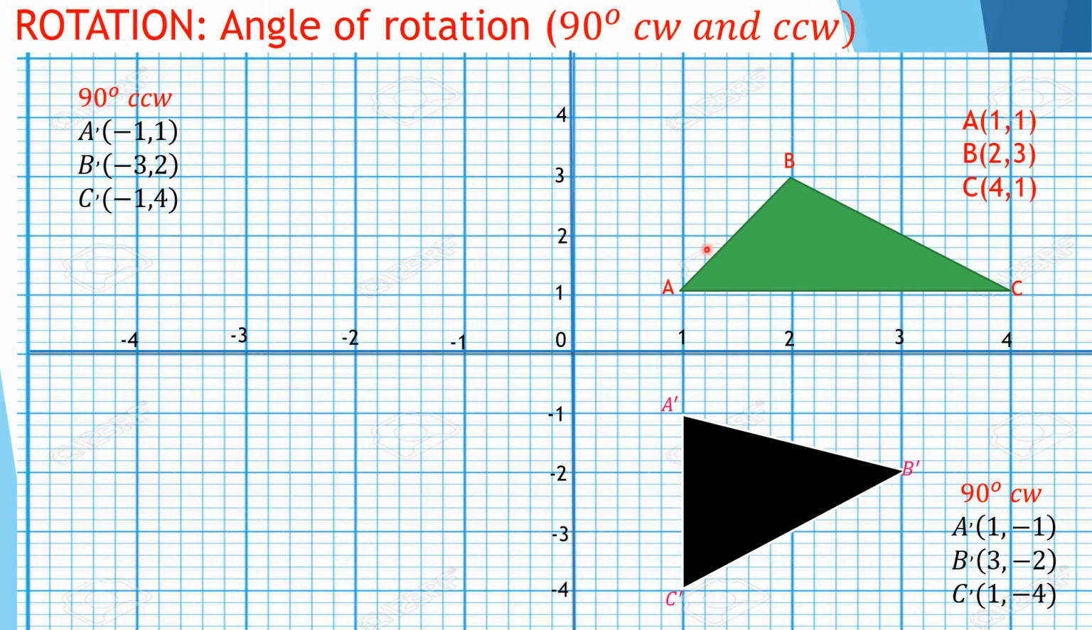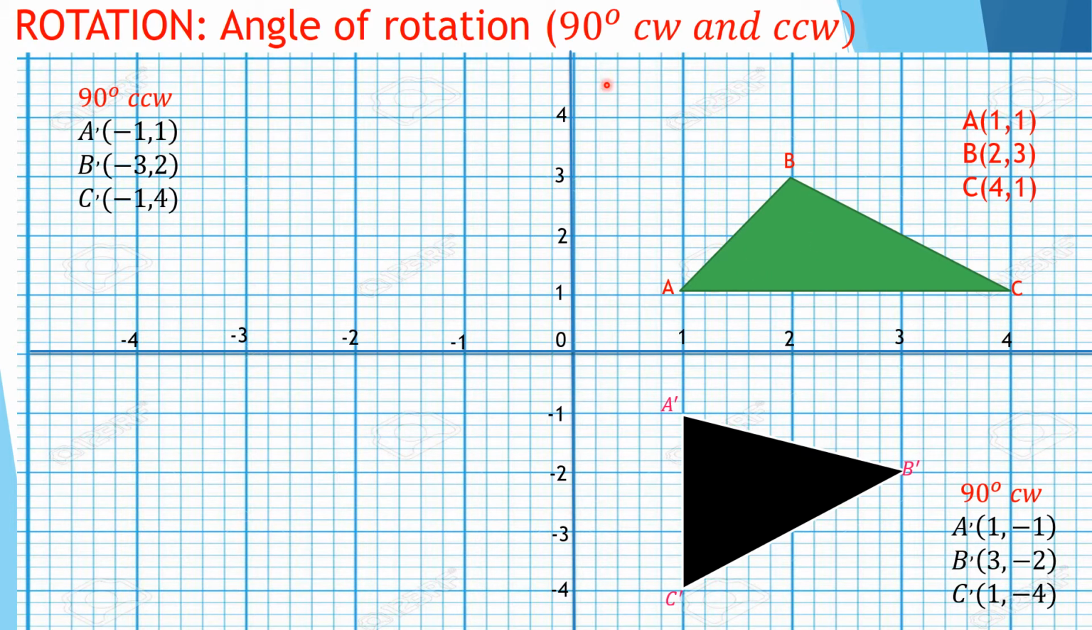Let's take the vertices of this triangle. For A, the coordinates are x is 1, y is 1. For B, x is 2, y is 3. For C, x is 4, y is 1. You can see it written here: A (1, 1), B (2, 3), C (4, 1), so x, y, x, y, x, y. So this is how you do your rotation.